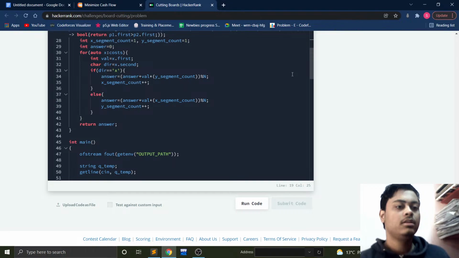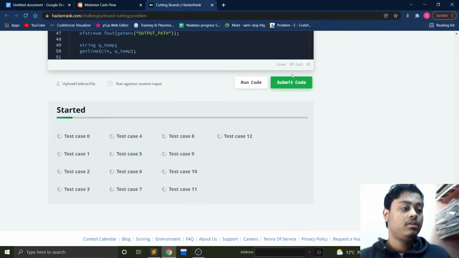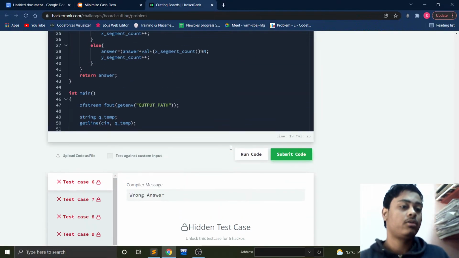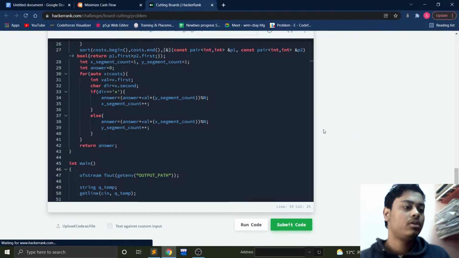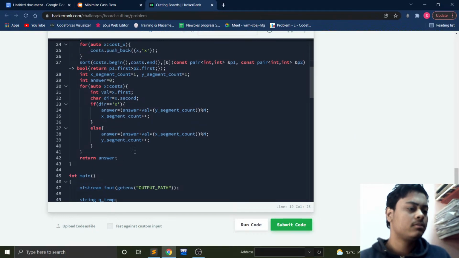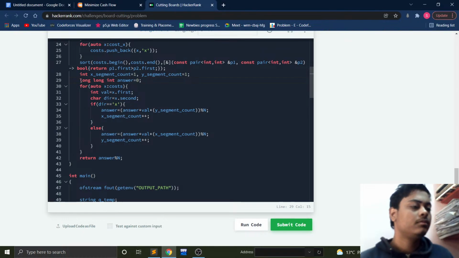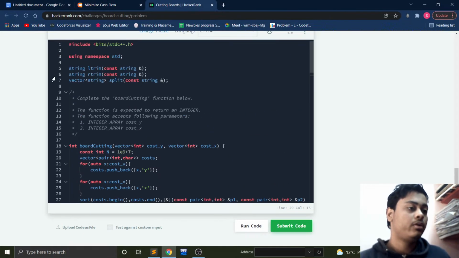Yes. Mod condition. Some long requirement might be there. Again, the same cases are going wrong because of some requirement of long, I guess. To answer, I can make it long. Count of segments won't go beyond.